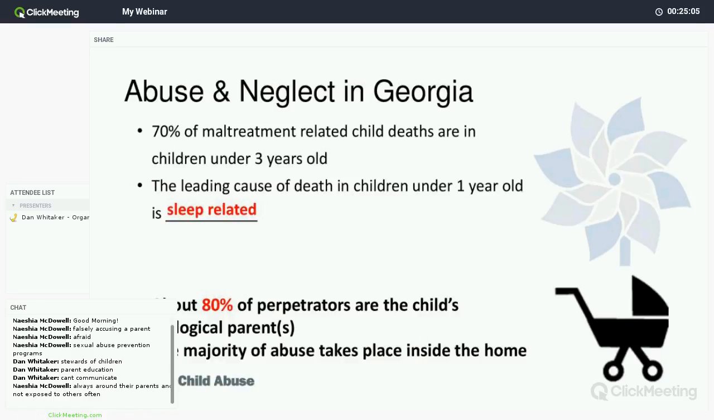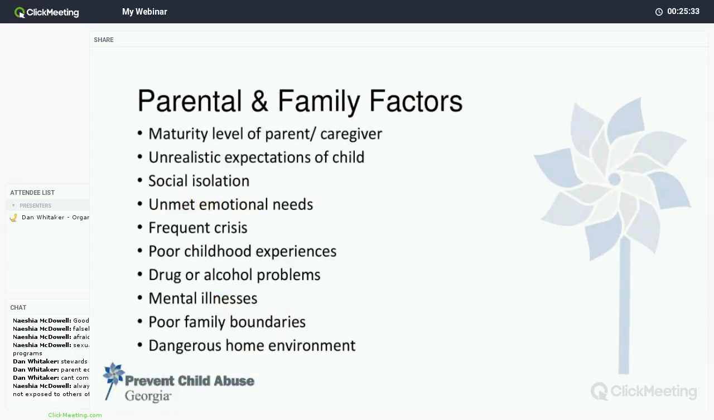Some other statistics about abuse include that 80% of perpetrators are the child's biological parents. Right after that, we see secondary caregivers, so a lot of boyfriends and girlfriends that aren't the biological parent but are taking the role on as caregiver. That's because they might not have as much parent education or be around the child as much to know what's normal, or what normal discipline methods are as well. And the majority of the abuse takes place inside the home.